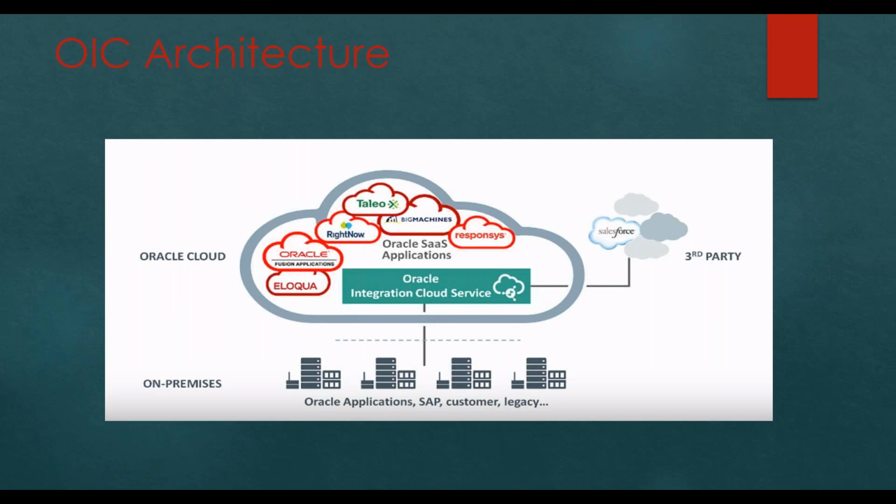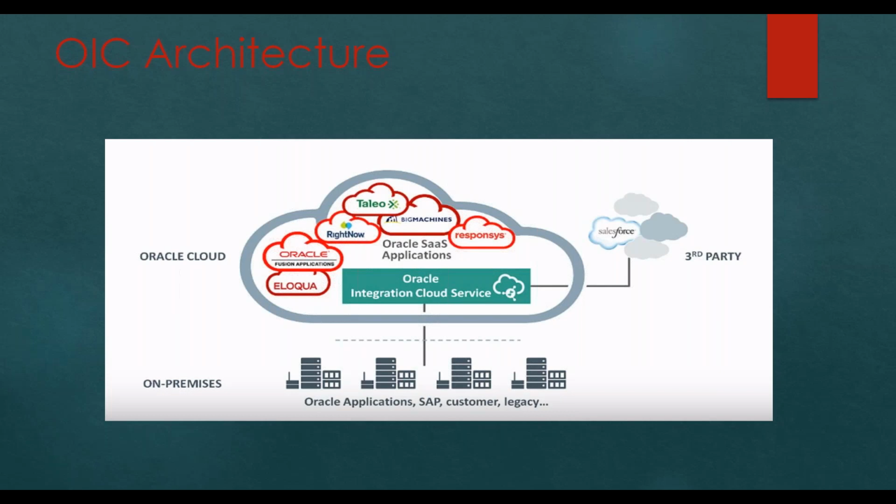Okay. So if you see this OIC architecture in the middleware, we have Oracle Integration Cloud Services, and around this there are a lot of Oracle applications like Eloqua, Fusion Applications, RightNow, Taleo, BigMachines, and Responsys. All these applications can be connected with the help of Oracle Integration Cloud, and it provides native connectivity.